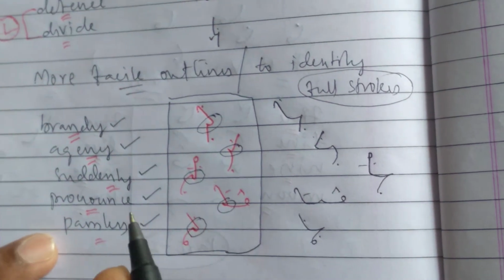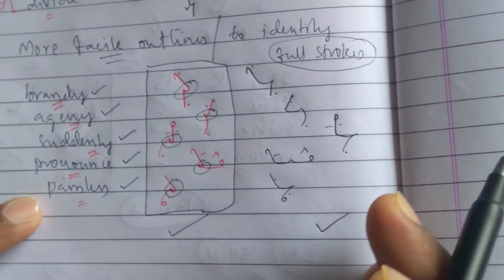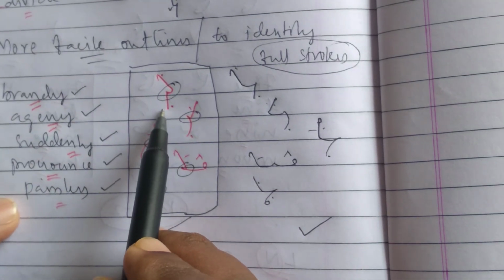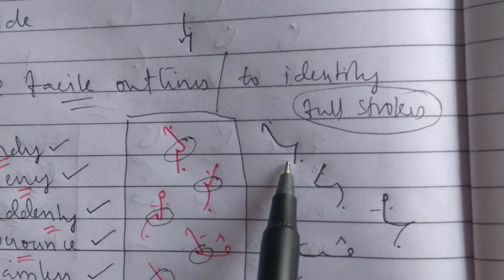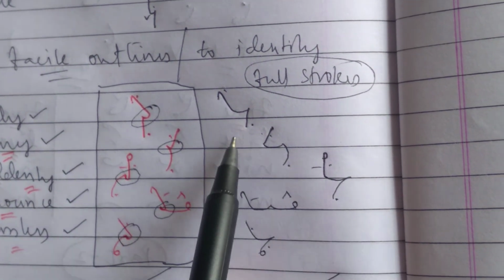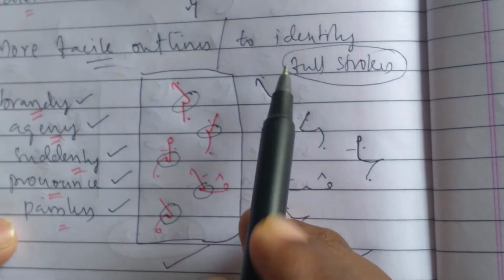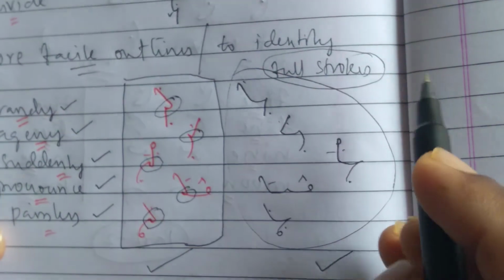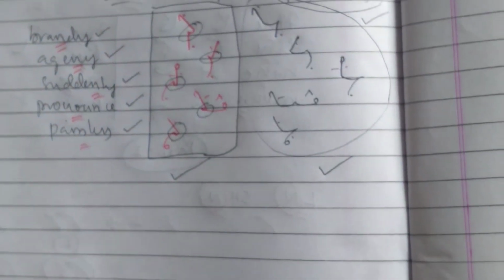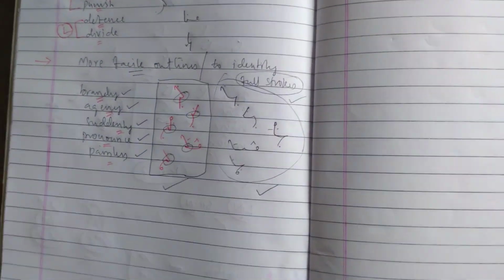Okay, now you observe between this and this. What is the difference between these? Which stroke are you going to identify easily here? Brandy, this is also called brandy, this is also brandy, but it looks very facile compared to this one. That's why we have to write brandy, agency, suddenly, pronounce, painless. It is very easily identifiable. That's why we can use this one. Okay, my dear friends, that is the only difference there. Accordingly, what our Pitman said, we have to follow the same motion like this.